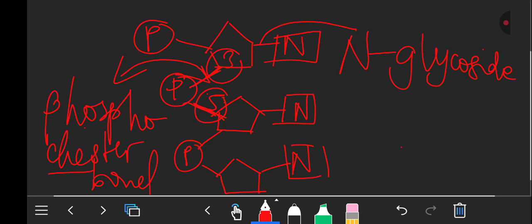The point I'm trying to put across is that there is this one bond which is at the 3' end linked to the phosphate group, and another one which is at the 5' end linking to the phosphate group. So very important for us to understand this.